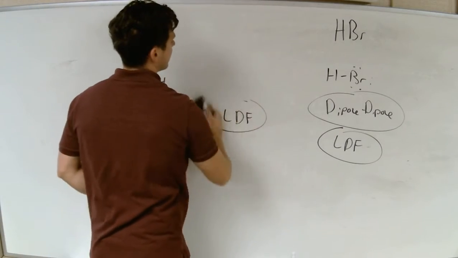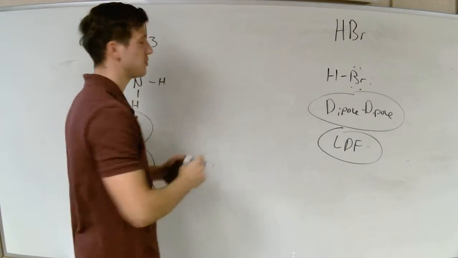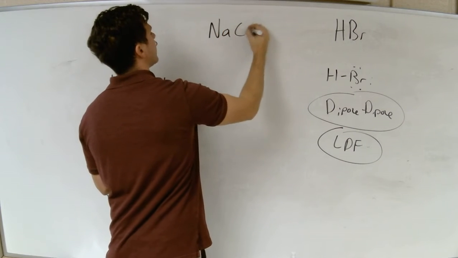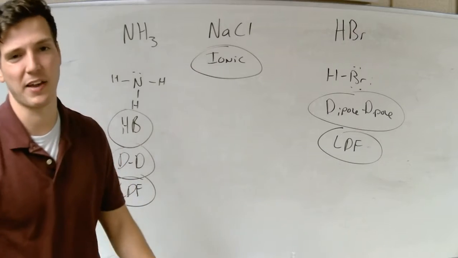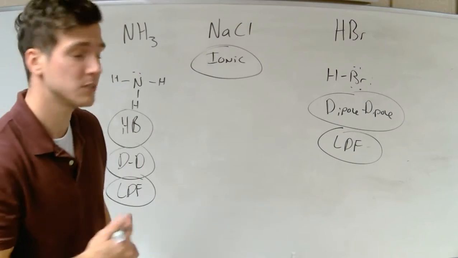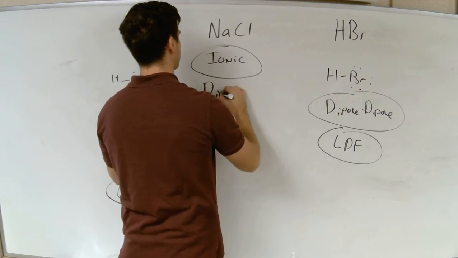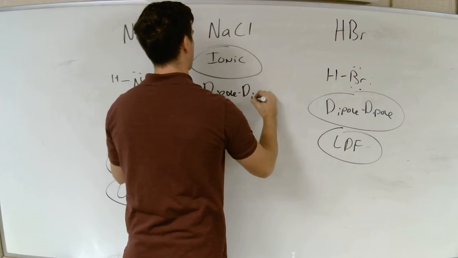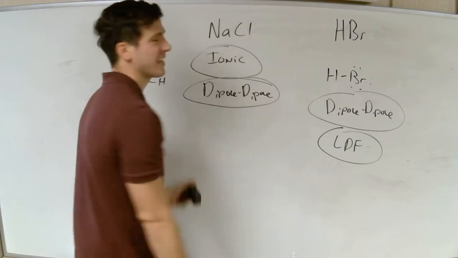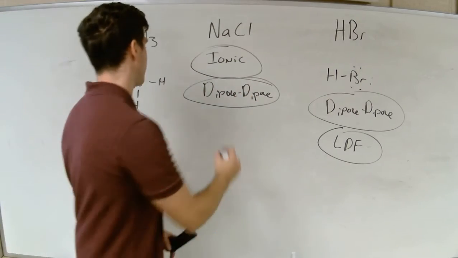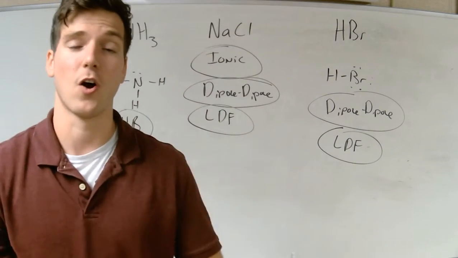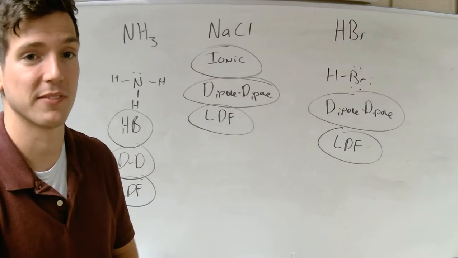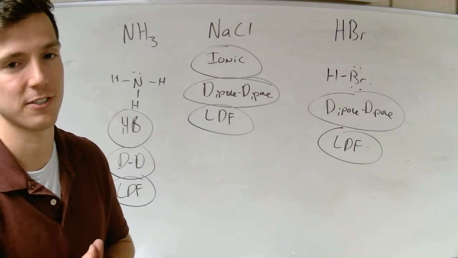Ionic is kind of one on its own that you could think of, right? If we're thinking about NaCl, it is ionic, but it doesn't have hydrogen bonding. It is polar, so it's definitely got dipole-dipole. And it's got electrons, right? So it's got LDF as well. So just be aware that when I'm asking you what are all the intermolecular forces in a compound, you're listing all of them and not just the strongest. Okay?